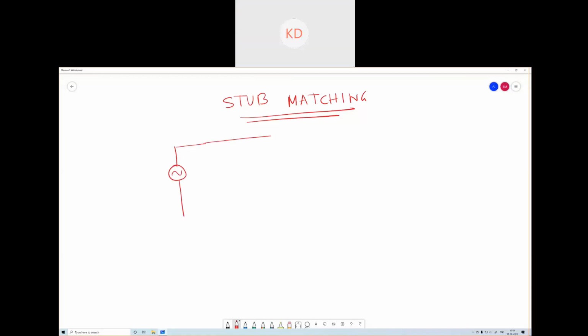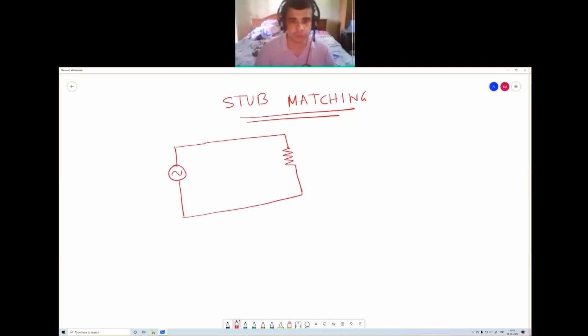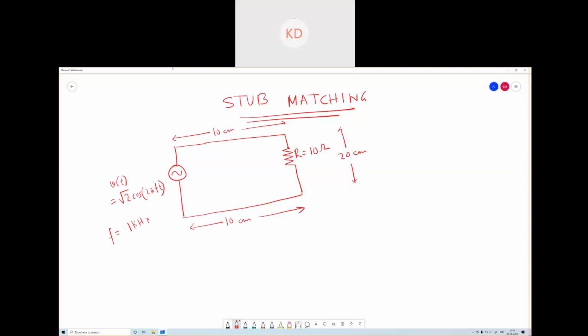So tell me, I have an AC source, a sinusoidal AC source. Okay. The AC source has V(t) equal to root 2 cos of 2 pi f t. Okay. This resistance is 10 ohms. f is given to be 1 kilohertz. Here to here is 10 centimeter. Here to here is 20 centimeter. Here to here is 10 centimeter. What is the current flowing through the circuit?